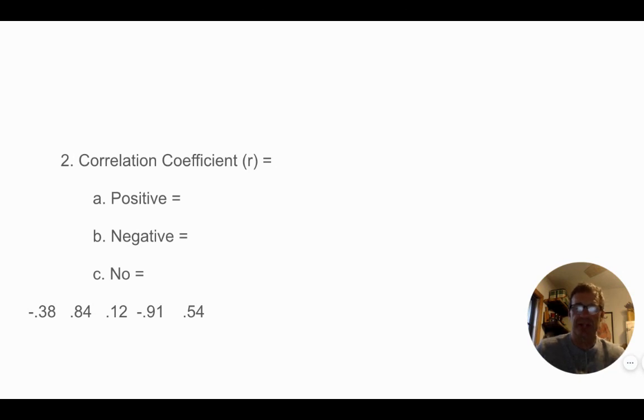So of these relationships, we have a -0.38, a 0.84, a 0.12, a -0.91, and a 0.54. Which of these is the strongest relationship? Okay. Some people get tricked by this and they say 0.84 because they get locked into the positive number, but actually the strongest relationship is a -0.91 because -0.91 is closer to -1 than 0.84 is to +1. Okay, so in this example, -0.91 is a really, really, really strong negative correlation.